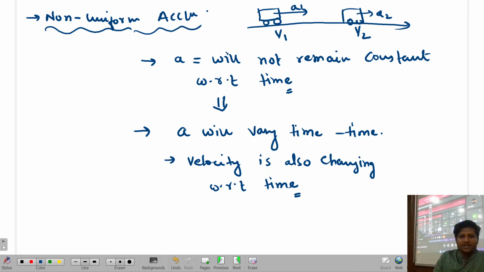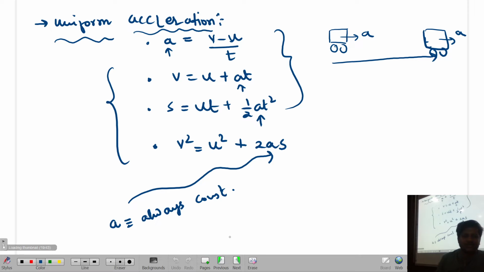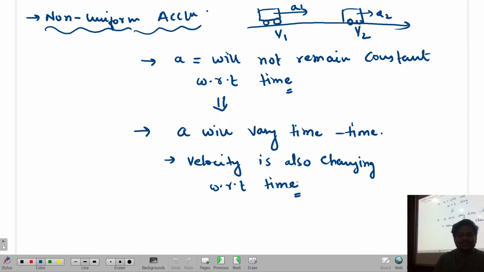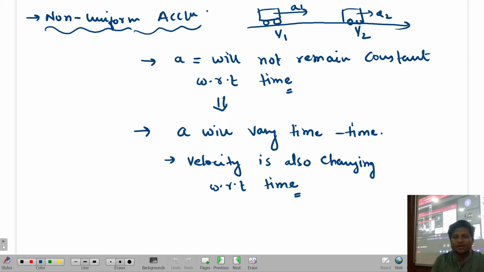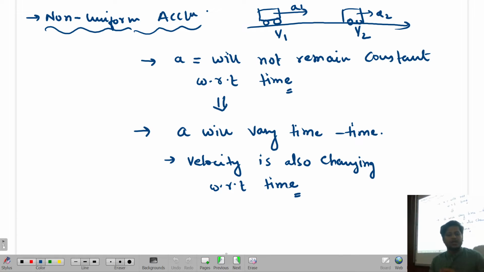In one case, your acceleration remains constant, in case of uniform acceleration. In the second case, in non-uniform acceleration, it varies with respect to time, and velocity or displacement, whatever you consider, will not remain the same with respect to time. Are you able to get me, guys? Yes or no? Yes, sir. Okay. Whatever we have studied theoretically, we are going to apply in a mathematical way.